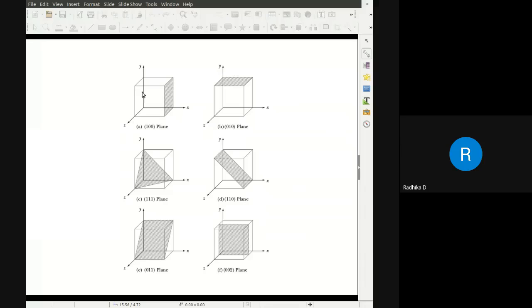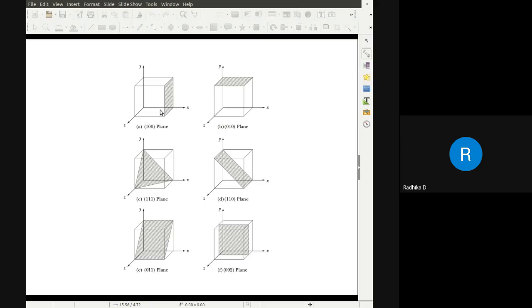So I'm going to show you some examples of the plane. So this is your 1, 0, 0 plane. This is the x direction, y direction, z direction. I have put the unit cell. Okay. I considered this plane on this face, this side of the cube. What is happening with this? It is touching only the x-axis. It is not touching the y-axis or z-axis. This shaded region is touching only the x-axis. I assume that this much distance is 1 unit.